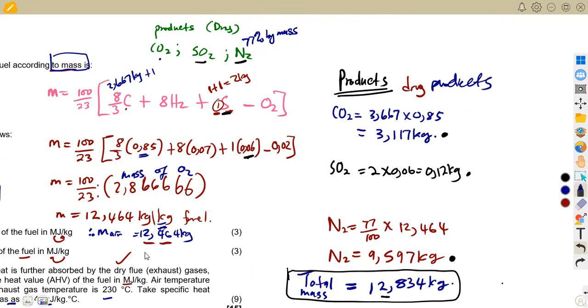If they just say the products, it means water is supposed to be included. If there is excess air, it is supposed to be included also. So you work with what you are given. What is the question about? That is how you simply attempt these typical questions on the combustion of fuels, and also the calculation of heat value.